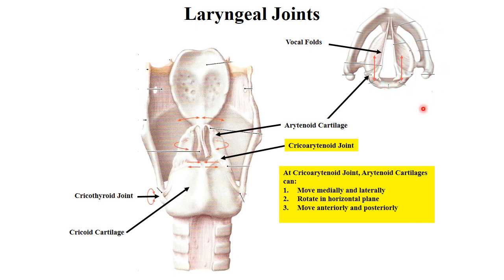So if we're looking down, this is the thyroid cartilage here. It looks like a little female there because it's kind of blunt right there. Not much of a laryngeal prominence right here. So we're looking down on the thyroid cartilage.